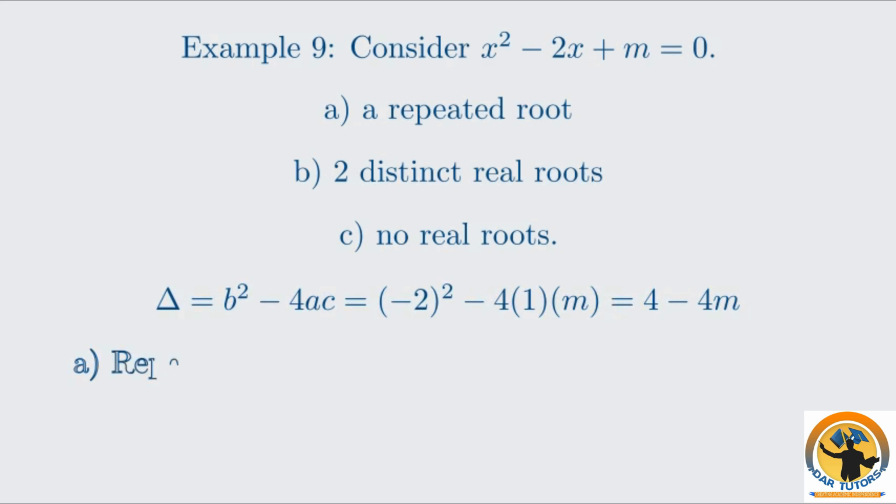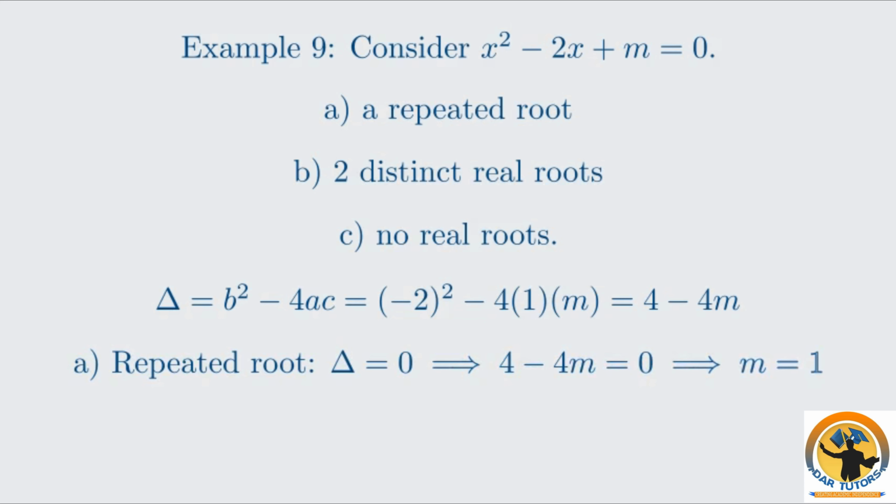A. For a repeated root, the discriminant must be 0. So 4 minus 4m equals 0. Solving for m, we find that m must be 1.